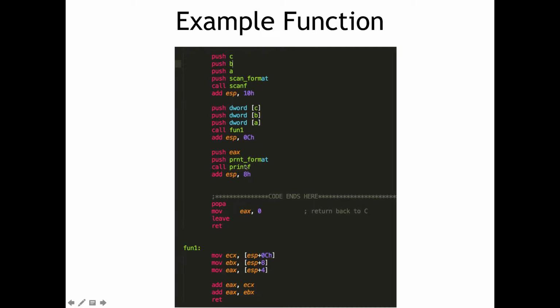We can move on, and I use a printf to print that off. So I push the value that's in EAX, which is the value returned by my function, push the format specifier for printf, call printf, clean up the stack, and now we're done. If we ran this program, it would prompt via scanf for 3 values, call this function, which would add them together, and then print off that result.